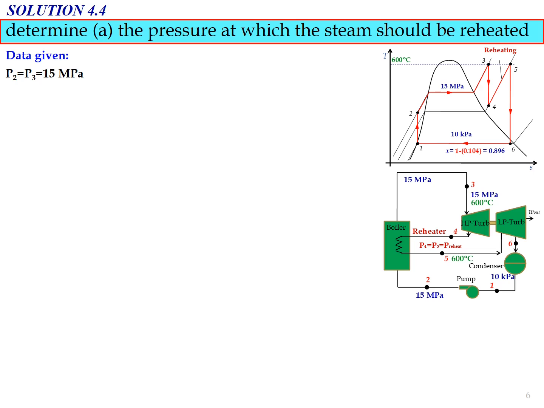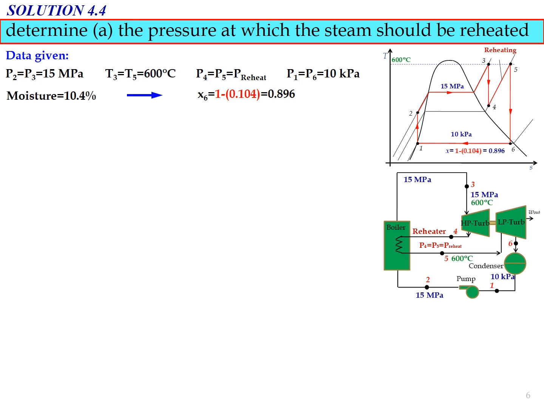Okay, in terms of data given, P2 equal to P3 equal to 15 megapascal, T3 equal to T5 equal to 600 degrees Celsius, P4 equal to P5 equal to P reheat, which we need to determine, P1 equal to P6 equal to 10 kilopascal during the heat rejection process. Moisture content is given at the outlet of the low pressure turbine, which is state number 6, equal to 10.4%. So from this value we can determine the value of x at state number 6, which is 1 minus 0.104, equal to 0.896.